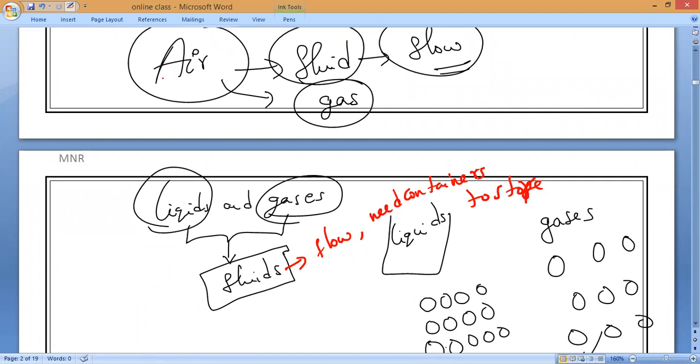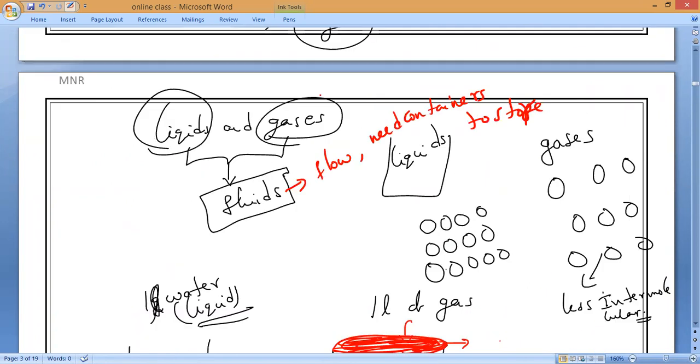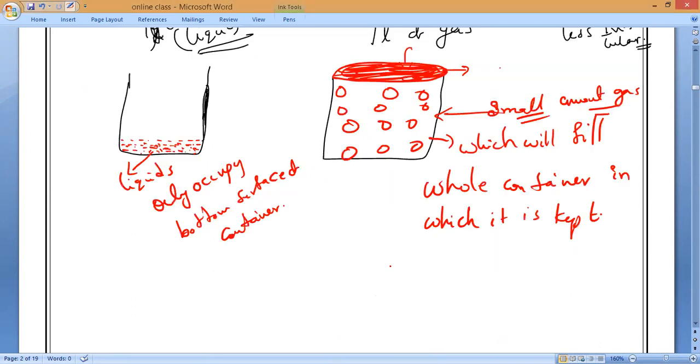But these fluids are of two types. One is liquid, another one is gas. So liquid cannot fill the whole container. Liquids will only occupy the bottom surface. That is why liquids can be stored in an open container or a closed container. We need a container, but an open container.